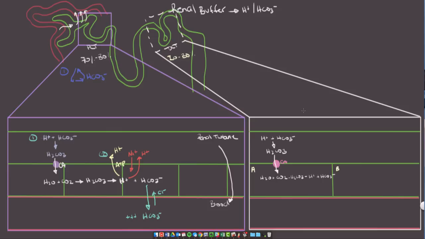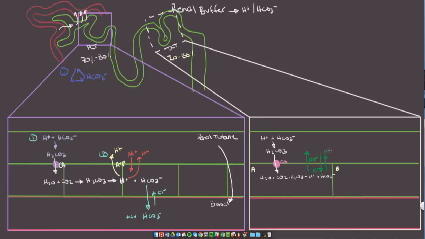So what's happening in these cells is we're going to get rid of hydrogen ions through the typical way which we talked about before, so that's the use of an ATPase. But what we're also going to see on the membrane of this cell is a potassium hydrogen exchanger. So what that means is in these intercalated cells type A, we're also going to bring potassium into the cell and move hydrogen ions out of the cell.